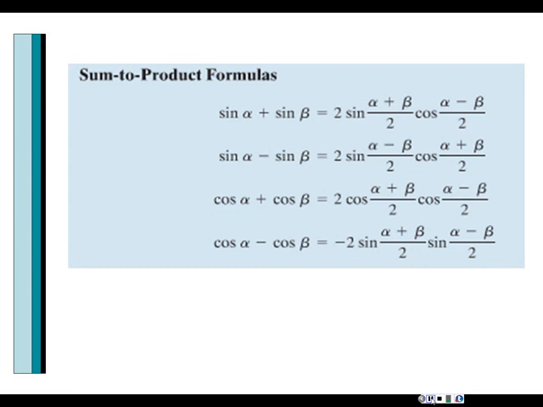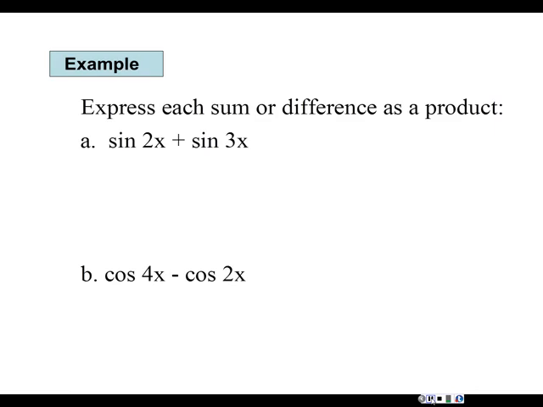So let's see whether we can try some of this, because when you read the question, you will understand exactly what the question is asking. Let's try the B. From here, express each sum or difference as products. So let's try cosine 4x minus cosine 2x. Okay, let's see whether we can do this.